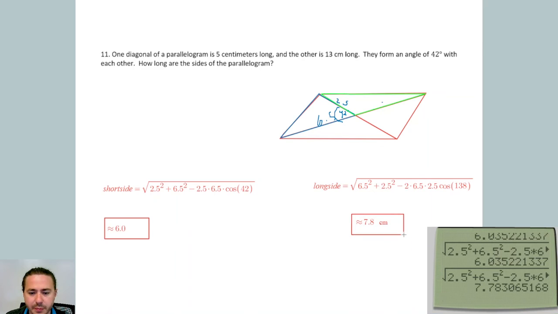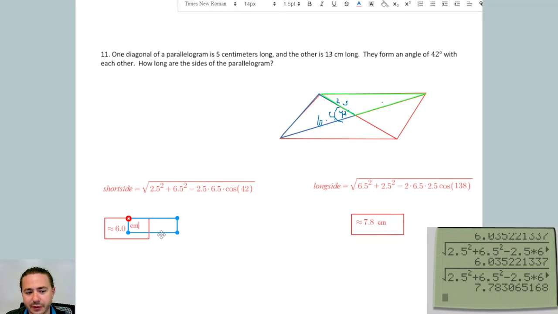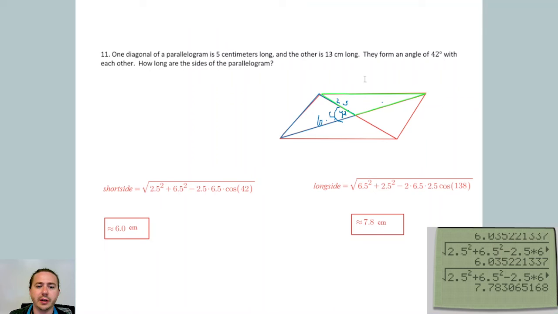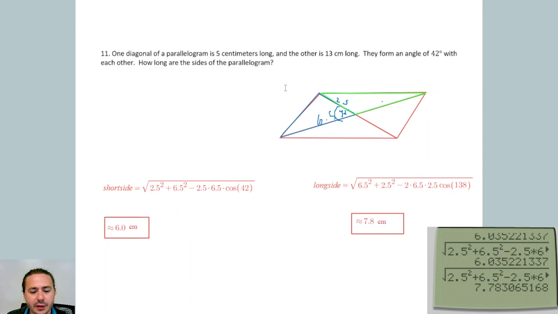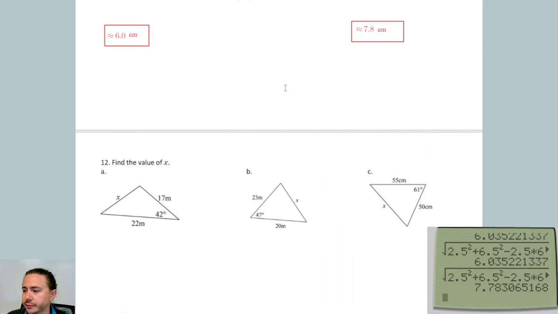My centimeters disappeared. All right, well, I'm spending way longer than I should typing this out, but okay, so there are your two side lengths, 6 and 7.8. So let's see, that would be 8, 9. Yeah, okay, so I guess that checks out. Okay, so there's number 11, and let's look at number 12.